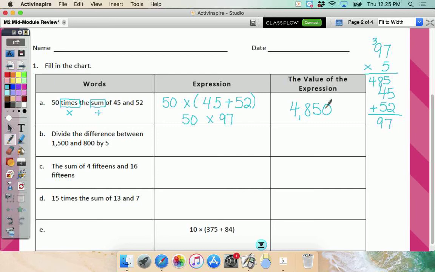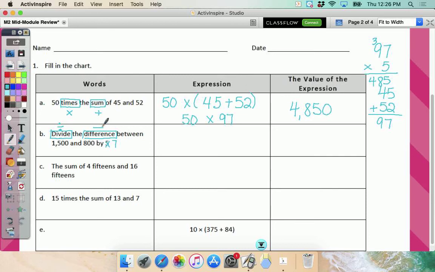All right. Well, this is a review, but the wording is exactly the same. I just changed some of the numbers. Okay, divide the difference between 1,500 and 800 by 7. Yours says 7, so let me change mine to 7, because this isn't the correct copy that I've got here. So divide, what does that tell me I'm going to do? Divide. What about difference? Subtract.